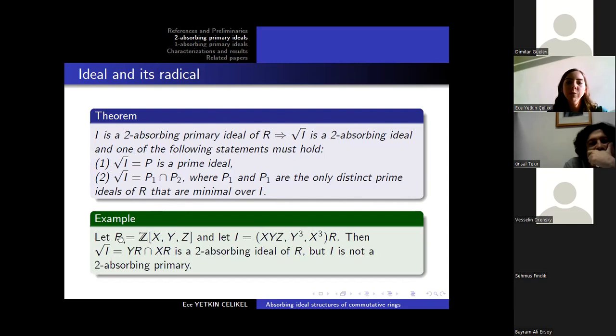And here is the example. You can consider the polynomial ring over the ring of integers. X, Y, Z are indeterminates, and let I be in this form. Then the radical will be two-absorbing, but I is not two-absorbing primary. Because of this element, XYZ is an element of I, but neither XY belongs to I, nor YZ or XZ belongs to the radical. So this is not two-absorbing primary, but the radical is two-absorbing.